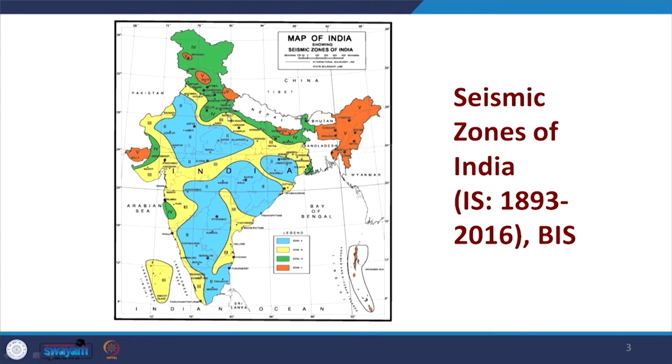And if you see Gujarat, there are zone 4, 5 and zone 3rd also. All of the Andaman and Nicobar islands are lying in zone 5. So, there is no doubt that the country is seismically very active, and we need to take care of earthquake loads while designing the foundation, and that is the prime objective of this course.